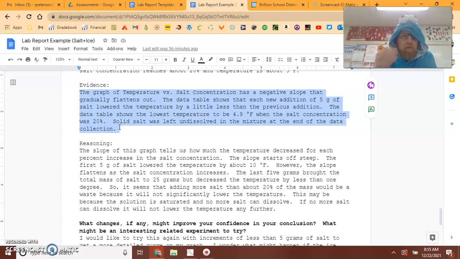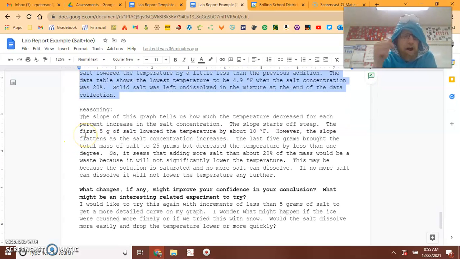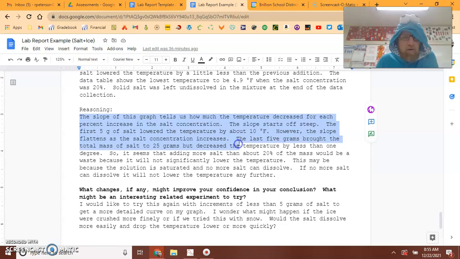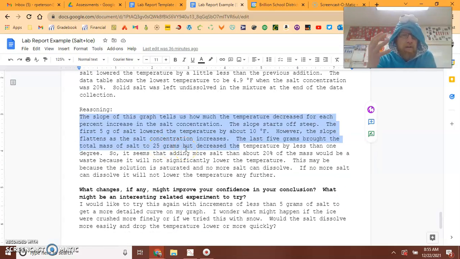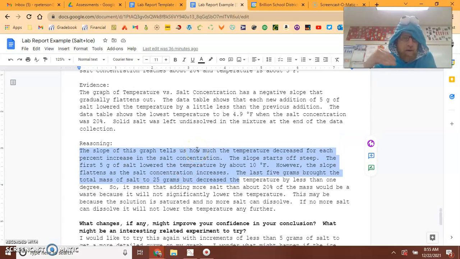And then reasoning. The reasoning is where now you're going to tell me why I looked at the graph and what does the slope of the graph mean, or the intercept of the graph. Or why does the table have this pattern in it? What do you think about that? Why is that important? So you can see that my reasoning here refers back to the evidence that I cited and tells me why those things are important to understand that salt makes the temperature go down, but that it stops when we get to around 5 degrees Fahrenheit.